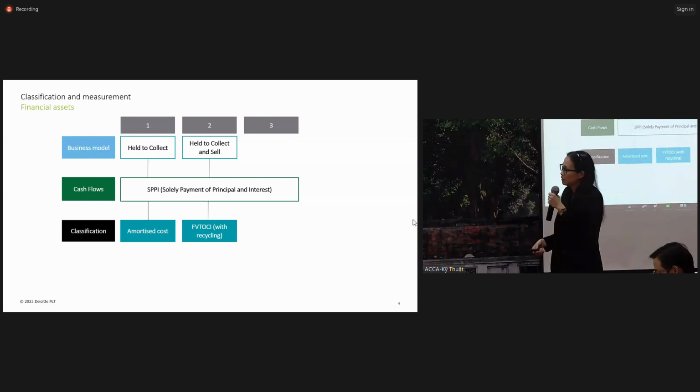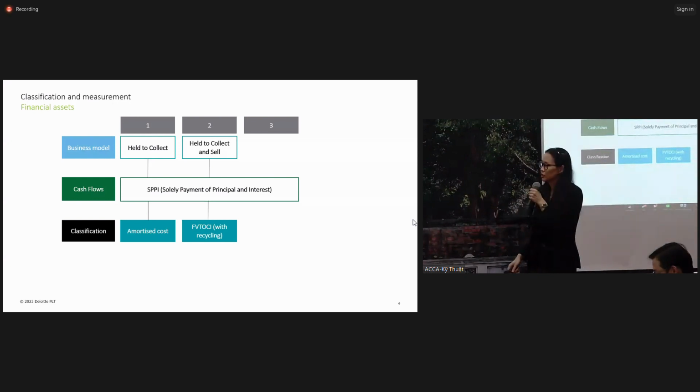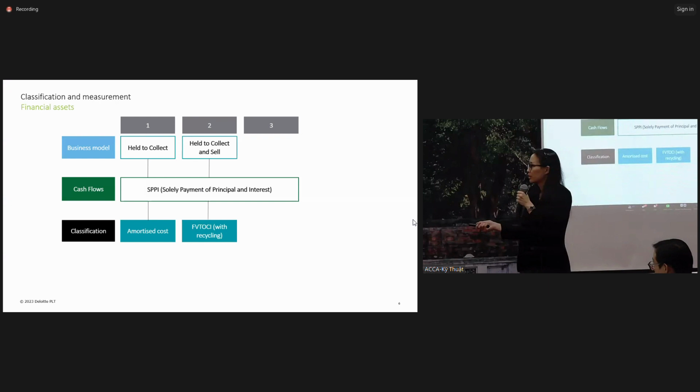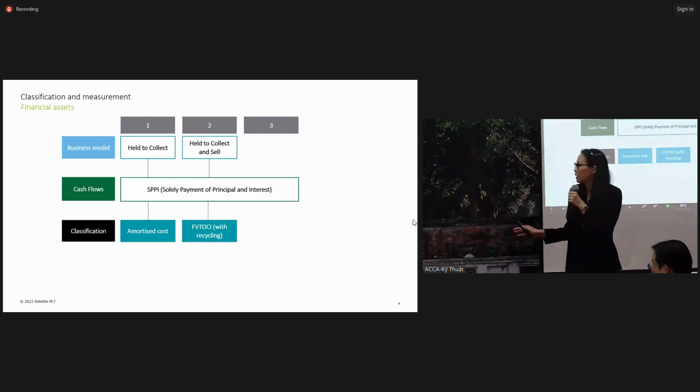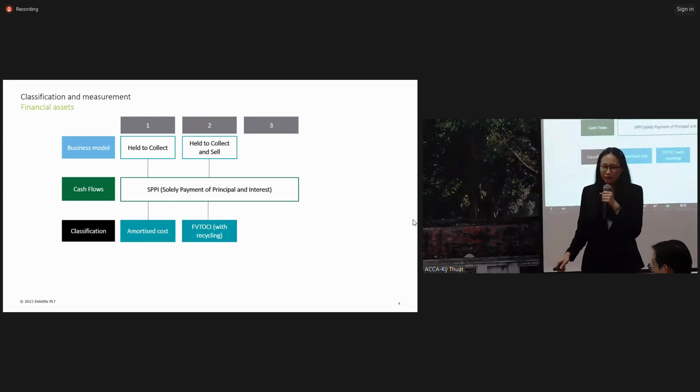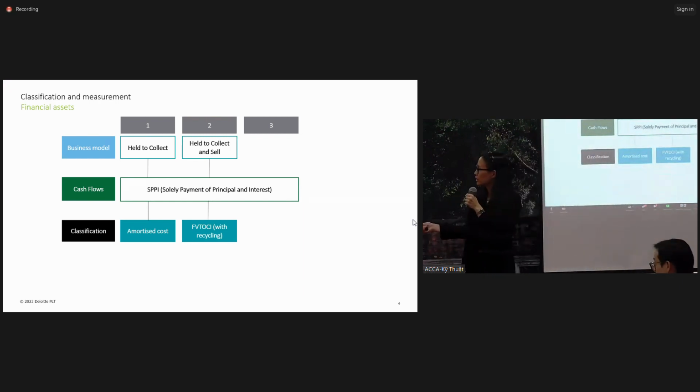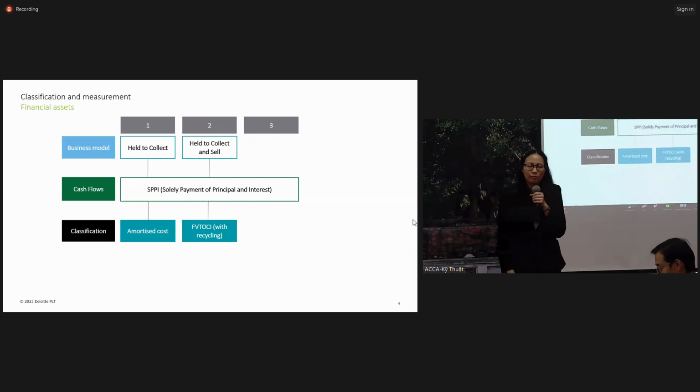Then if you have a business model which is to hold to collect and sell the financial assets, and at the same time this instrument meets the SPPI test, then it will be classified as fair value to other comprehensive income. For short, I will call it FVTOCI, fair value to OCI. Now here the label indicates that there is a with recycling. What does it mean by with recycling?